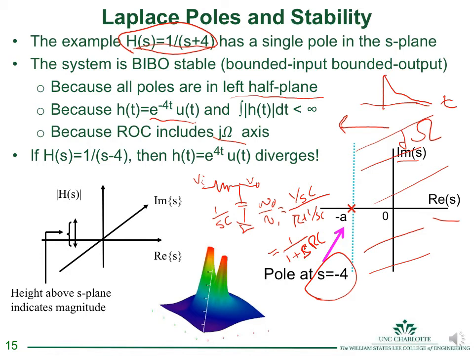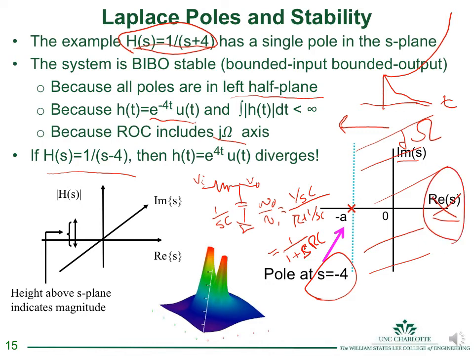If h of s was 1 over s minus 4, the only thing changed is I have e to the plus 4t instead of e to the minus 4t. And of course, that would be a diverging exponential, and so it's clearly going to be an unstable system. This would be a pole location over here, and that would be a pole location that's not in the left half plane.